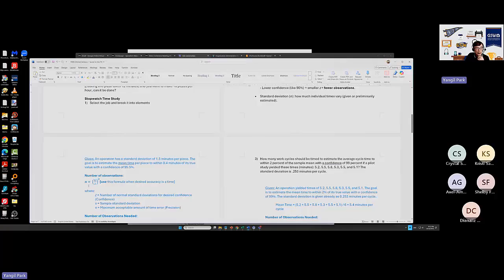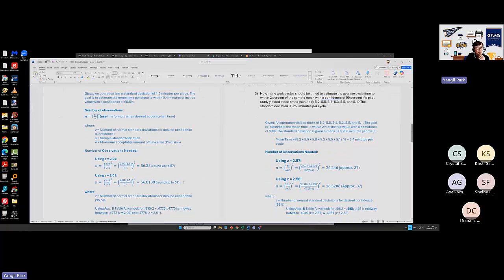So here we go, n equals, that's from the textbook. n is the number of observations. Then you have the number of standard deviations, which is the z-score, times s, which is the sample deviation, given in this example. Then you divide by, again, the error term, which is 0.4. Okay, so we plug into this formula, then you find how many observations we need for this particular question.